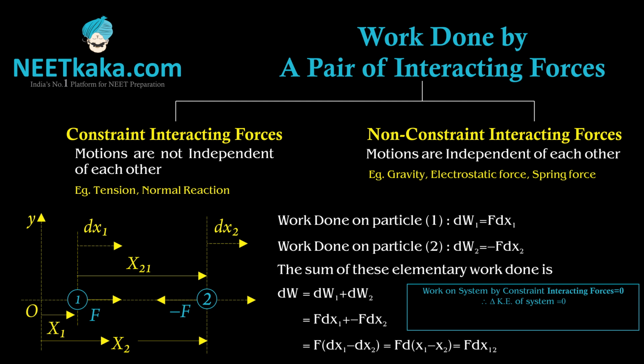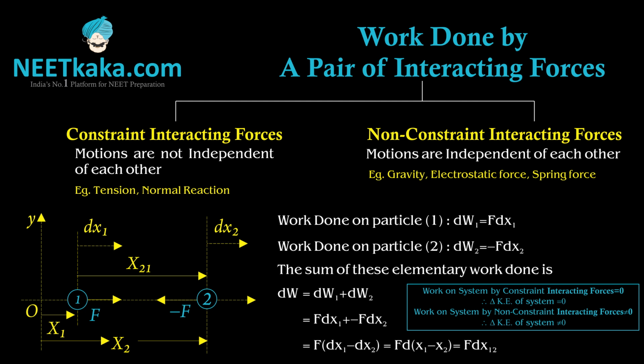Though the work done by constraint interacting forces on individual bodies is not 0. Tension is doing positive work on body 1, and tension is doing negative work on body 2, but as much positive work as it is doing on body 1, the same amount of negative work it is doing on body 2, and therefore the net work done on the system is 0.